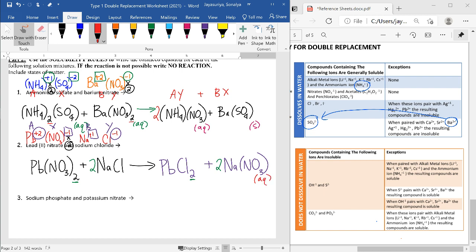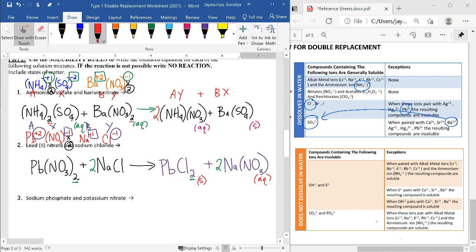Let's look at lead chloride. Check for lead on the left of either table. I don't see it, but I do spot chloride right there. Chloride generally dissolves in water, usually, but is lead an exception for chloride? Yes, it is. Lead stops chloride from dissolving in water, and therefore this is your solid.